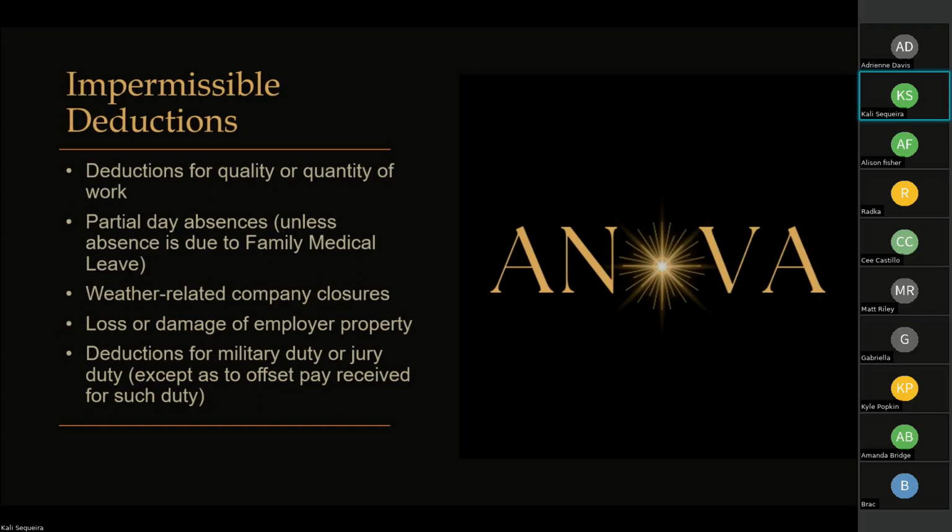So, impermissible deductions include the following: deductions for quality or quantity of work, partial day absences unless the absence is due to family medical leave, weather-related company closures, loss or damage of employer property, and deductions for military duty or jury duty, except as to offset pay received for such duty.